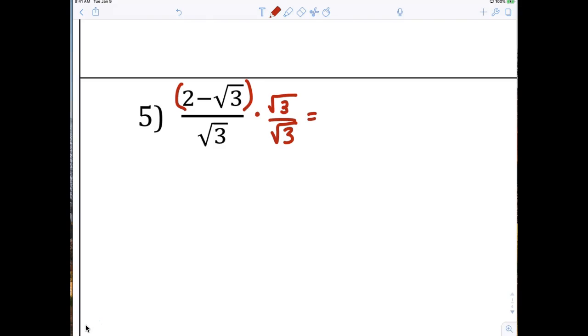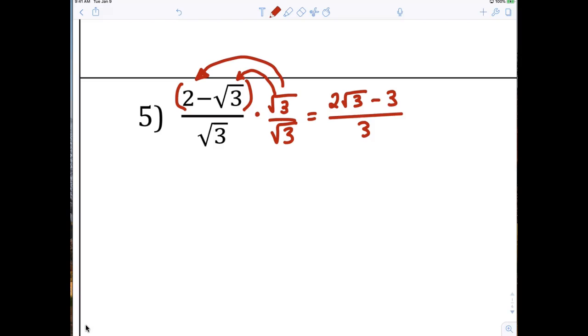Just remember what I told you yesterday. Think before you speak. So you're going to multiply this together. What does that become? 2 radical 3. Now you're going to multiply radical 3 times radical 3, which is just what? 3, so minus 3, all over what? All over 3. Make sure you're seeing that.